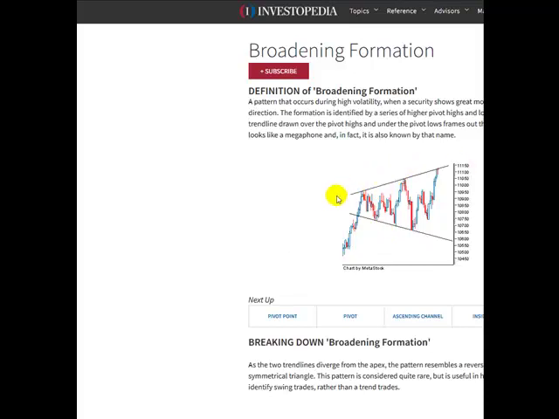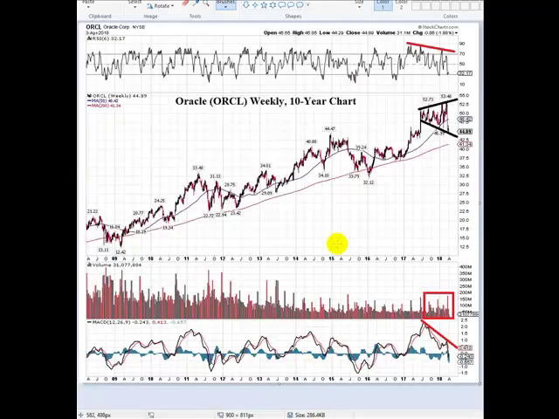And a broadening pattern is simply where the highs get higher and the lows get lower. It's a very violent tug of war, and it tends to happen occasionally at bottoms, but mostly at tops. I show you that pattern because today I've been seeing a lot of volatility and toppy types of patterns in several tech stocks. Here's another one that I ran across: Oracle stock, ORCL, the weekly 10-year chart. And it had a broadening pattern.